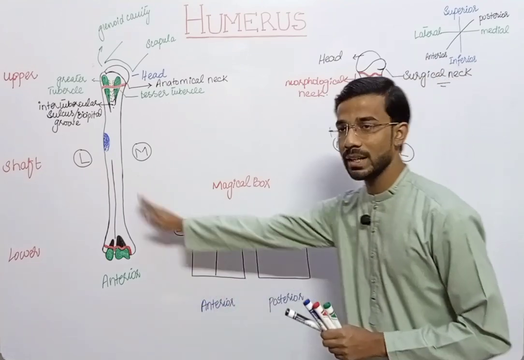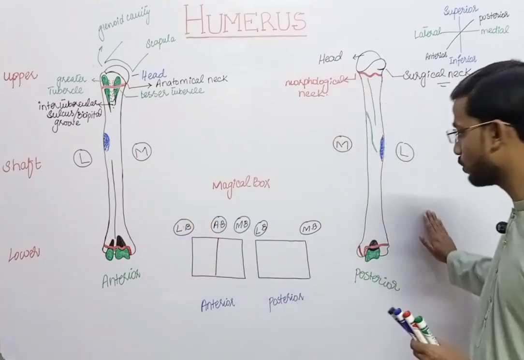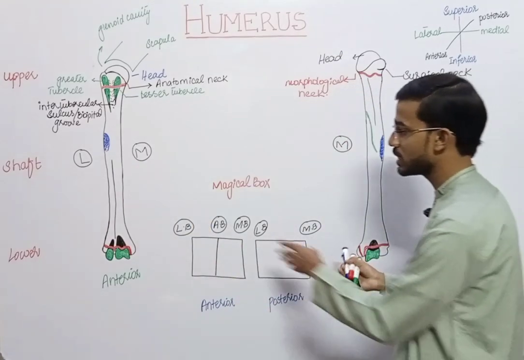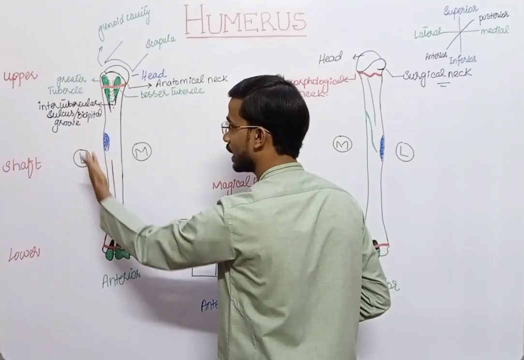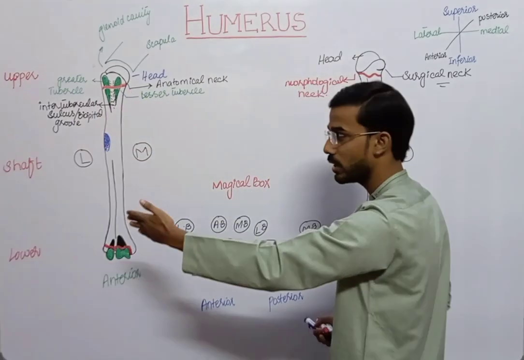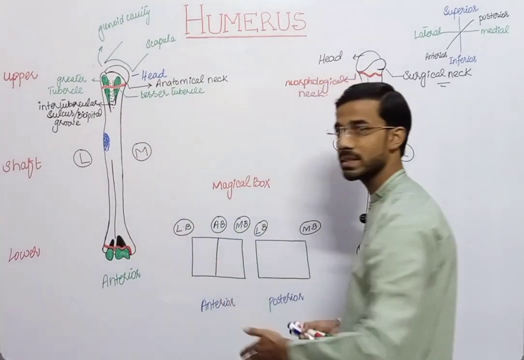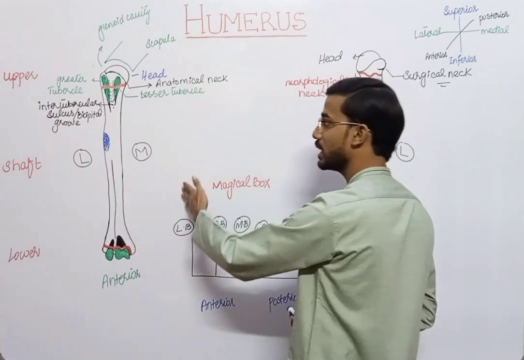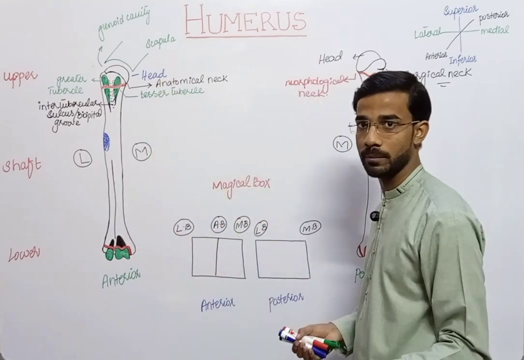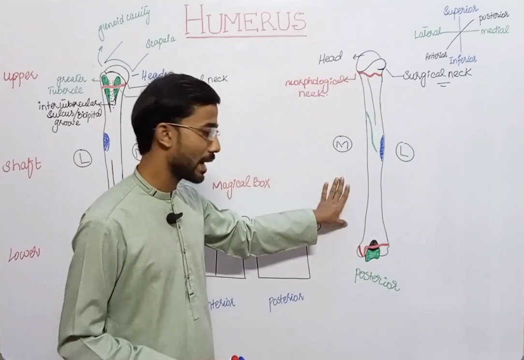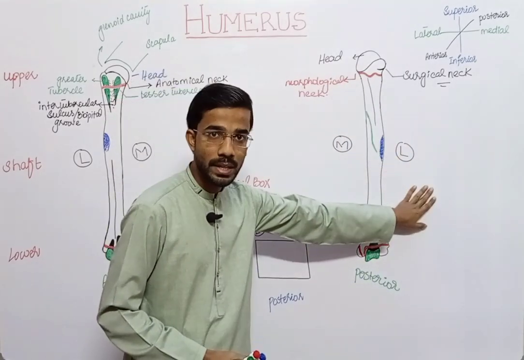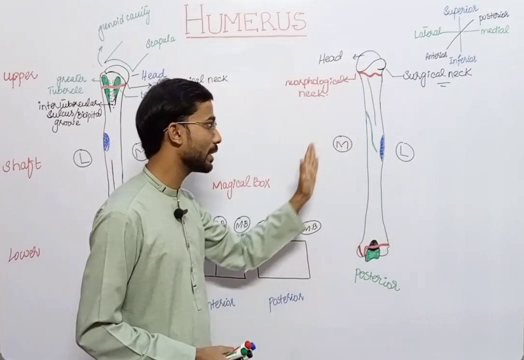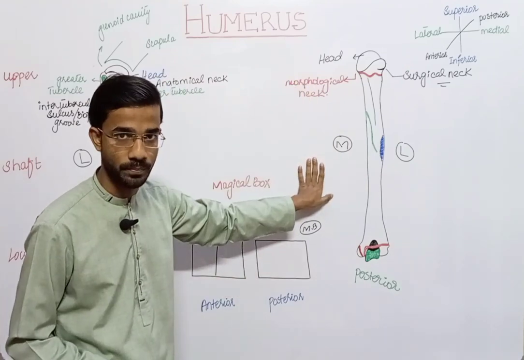So this is for anterior. This box is for the posterior. You will see this side is the lateral side, there is a lateral border. At the center there is an anterior border, and at the medial side there is a medial border. Same here at the posterior view. At the lateral side there is a lateral border, and at the medial side there is a medial portion.